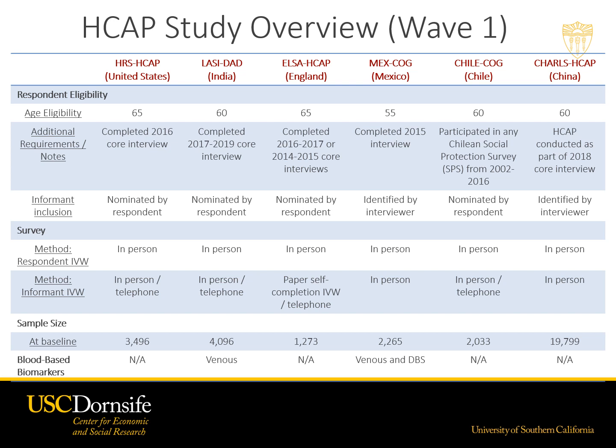Sample sizes for most studies range between 2,000 to a little over 4,000 completed interviews. A larger sample size is seen in the Charles HCAP, as the Charles HCAP administered a briefer battery of cognitive tests to all age-qualifying respondents of Charles. Lastly, the LASI-DAD collected venous blood-based biomarkers, and the MaxCog collected both venous and dry blood biomarkers.